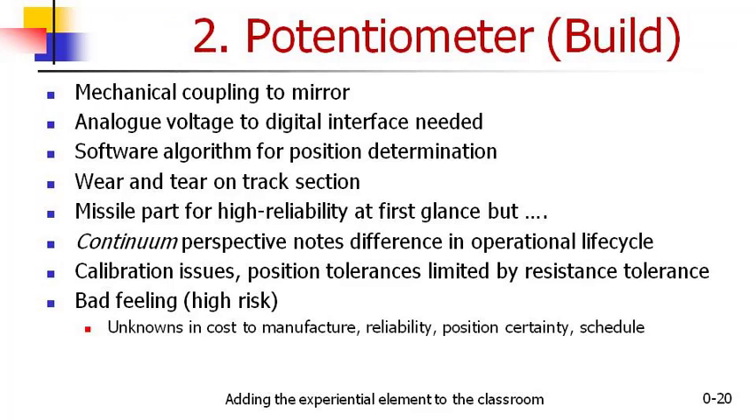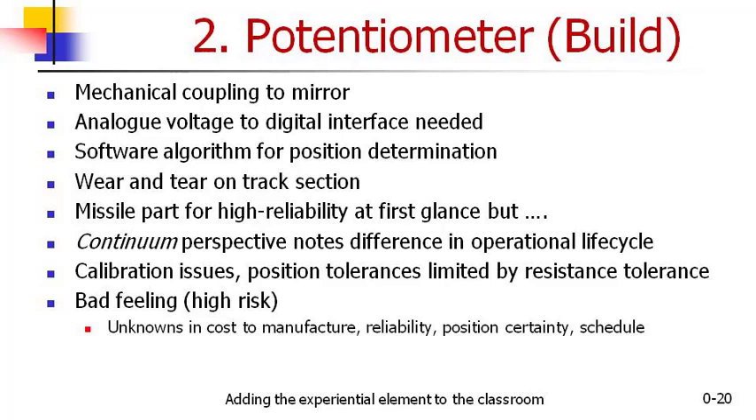It's an analog voltage because the slider on the potentiometer changes the voltage that is applied to the digital interface, but the digital interface is just an analog to digital converter, same as the diode pulse counting sensor. And you use a software algorithm to convert voltage to position. But when we think operationally, there's going to be wear and tear on the track section of the potentiometer, because this is going to be tracking every day. And what's the reliability and what's the lifetime under that situation?